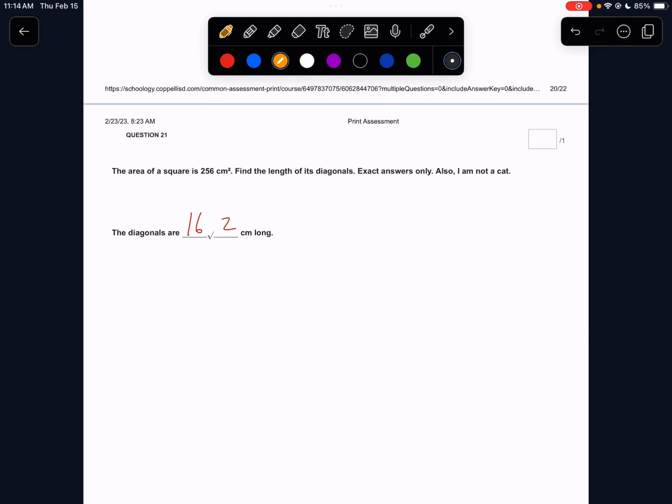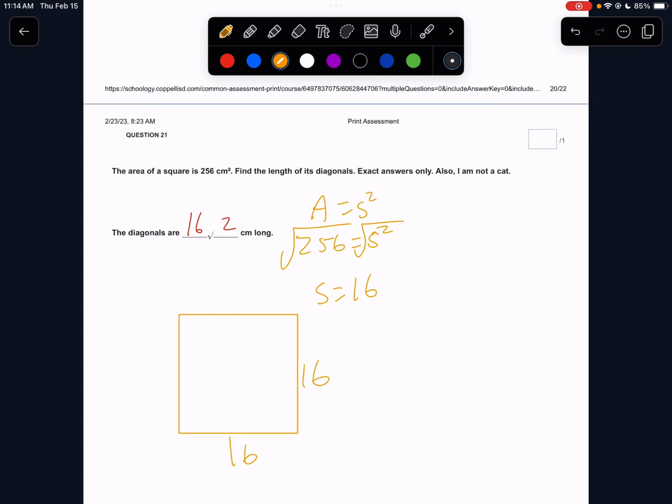The area of a square is 256. Well, remember, area of a square is just the side squared. So 256 equals s squared. Take the square root. And so s would equal 16. So if you draw the square, we know that each side is 16.